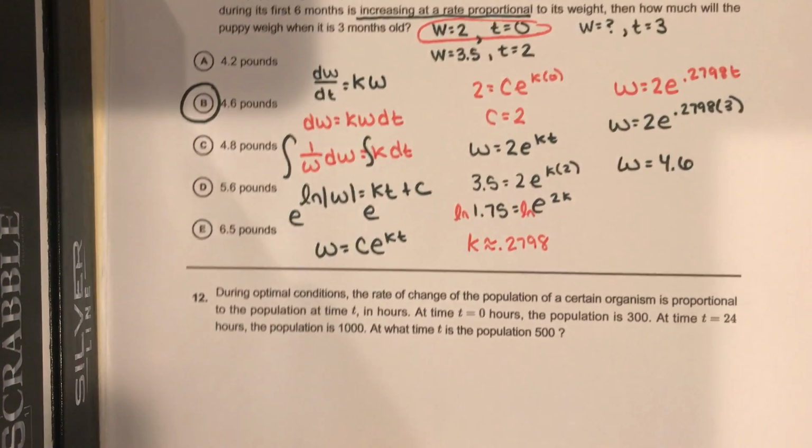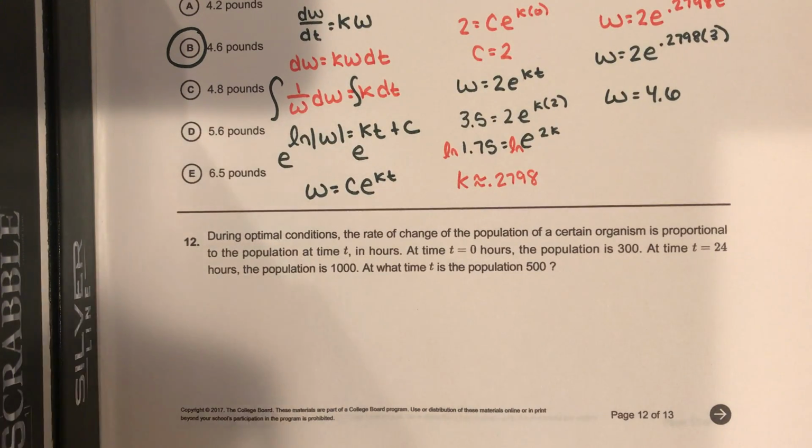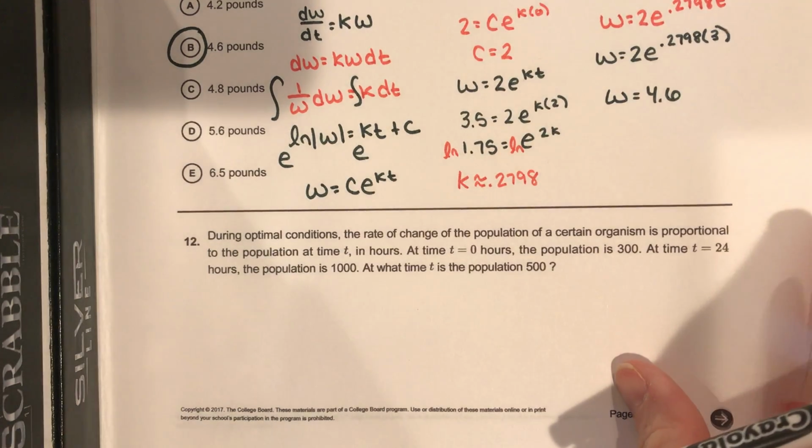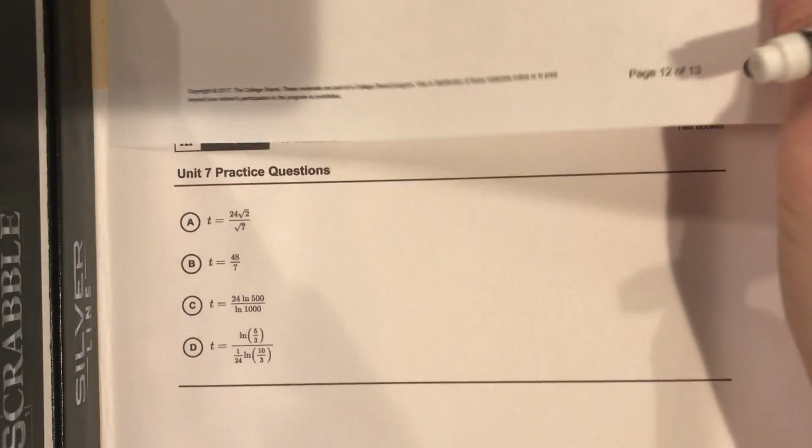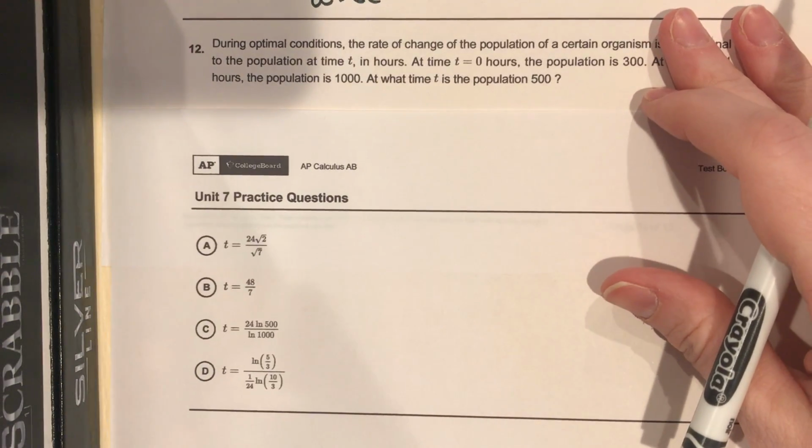Okay, last question, number 12. During optimal conditions, the rate of change of the population of a certain organism is proportional to the population at time t in hours. At time t equals 0 hours, the population is 300. At time t equals 24 hours, the population is 1,000. At what time t is the population 500? So I'm going to go to the next page so I have room to write. And I'm going to write all of that down here. Just bump it up to the top. There we go.